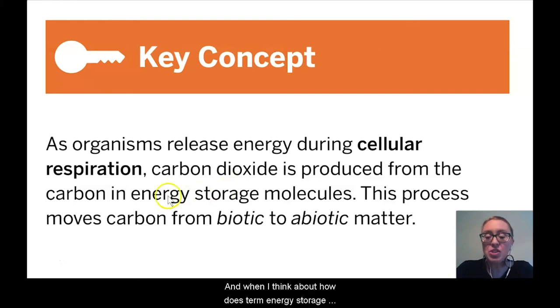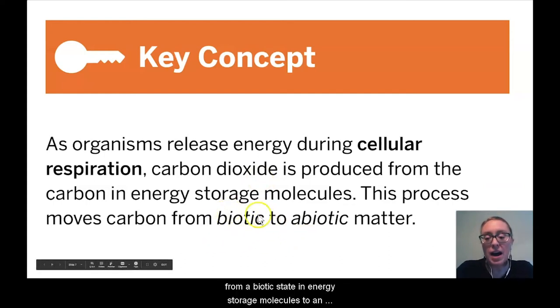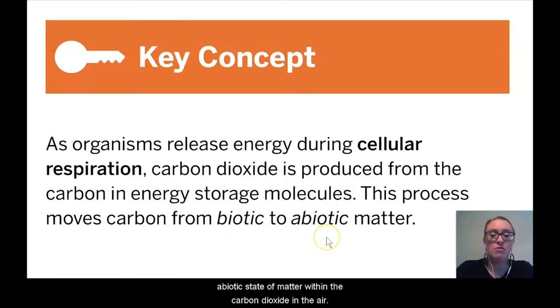And when I think about this term, energy storage molecules, it should make sense that the energy storage molecules release energy when they are broken down through this process of cellular respiration, through that chemical reaction. But as a result, I also get that output of carbon dioxide. And this process moves carbon from a biotic state in energy storage molecules to an abiotic state of matter within the carbon dioxide in the air.